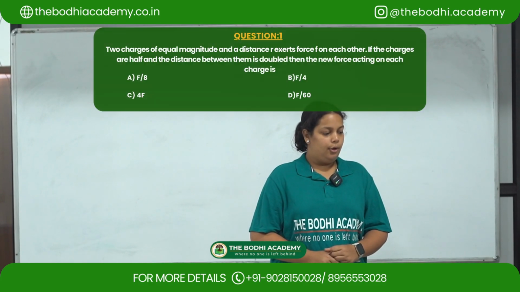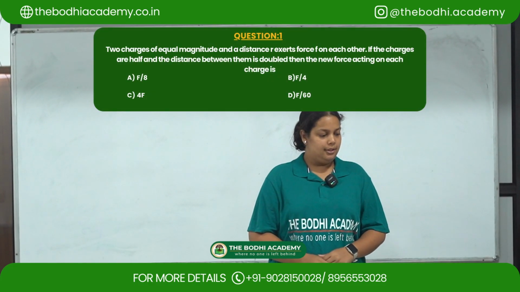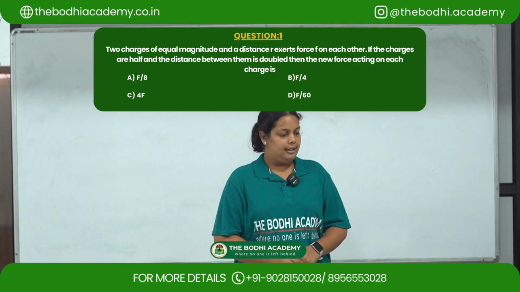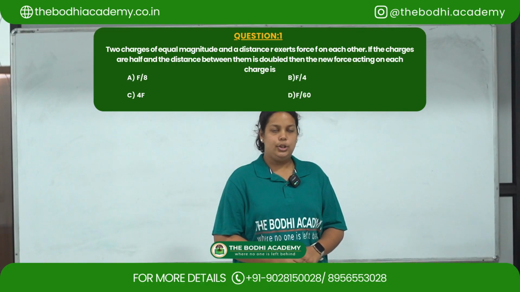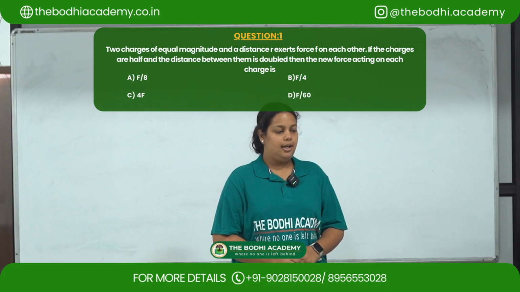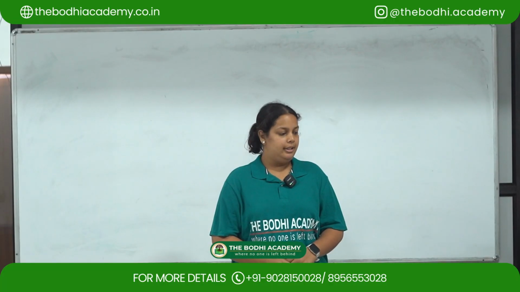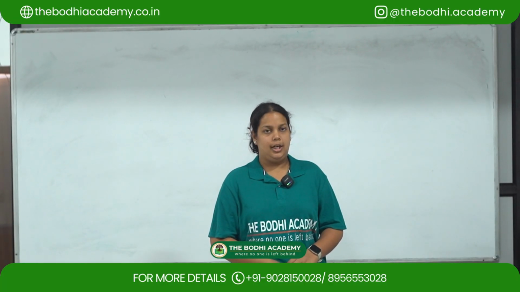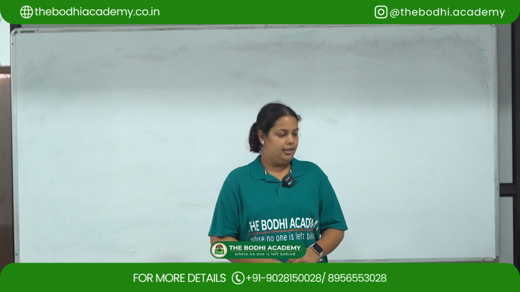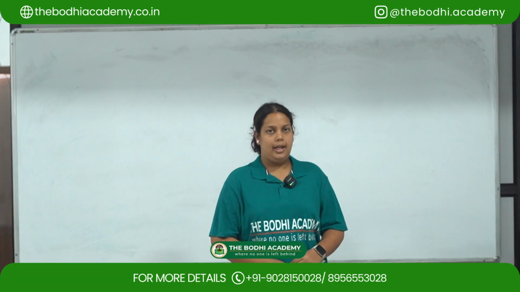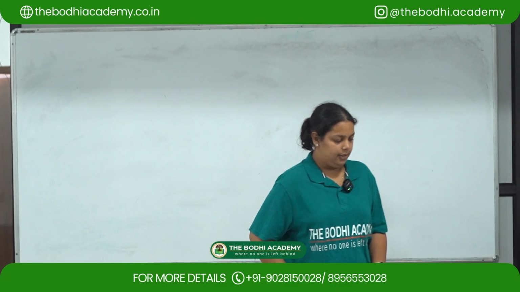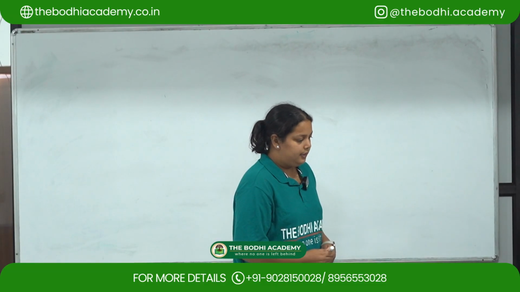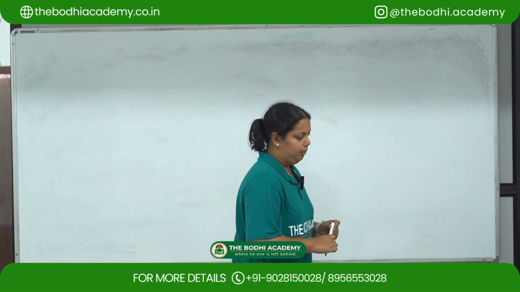Two charges of equal magnitude at a distance r exert force F on each other. If the charges are halved and the distance between them is doubled, then the new force acting on each charge is F by 8, F by 4, 4F or F by 16. So we will solve this by using Coulomb's law.